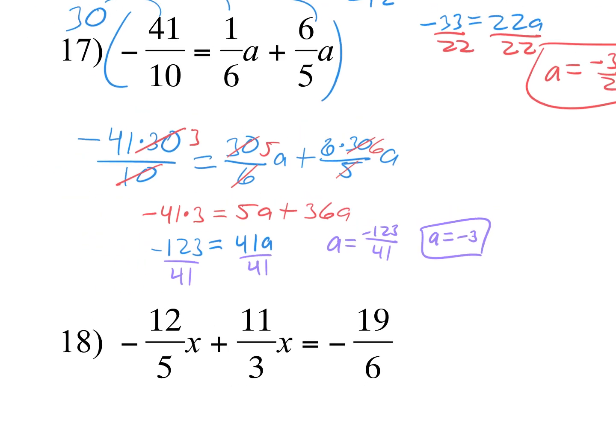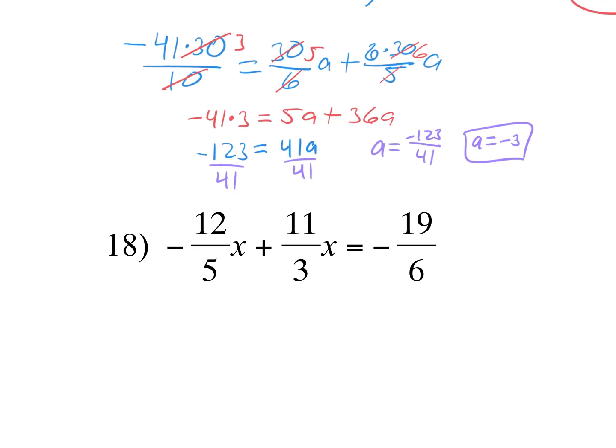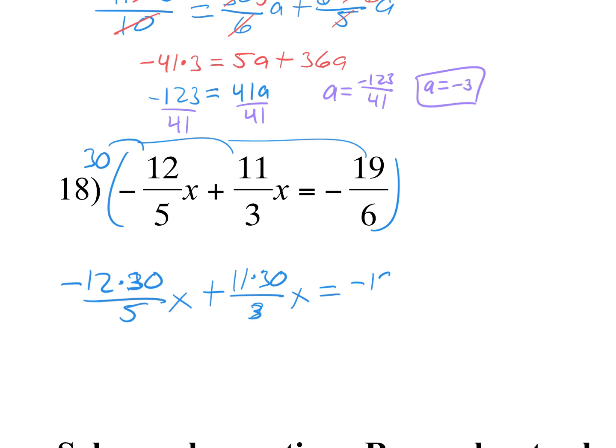All right, okay, cool. And then number 18 again. Between 5, 3, and 6, we want to find a least common multiple, and in this one, again, this one's also going to be 30. So let's multiply this entire equation by 30. So we should get negative 12 times 30 divided by 5x, and then plus 11 times 30 over 3x equals negative 19 times 30 divided by 6.